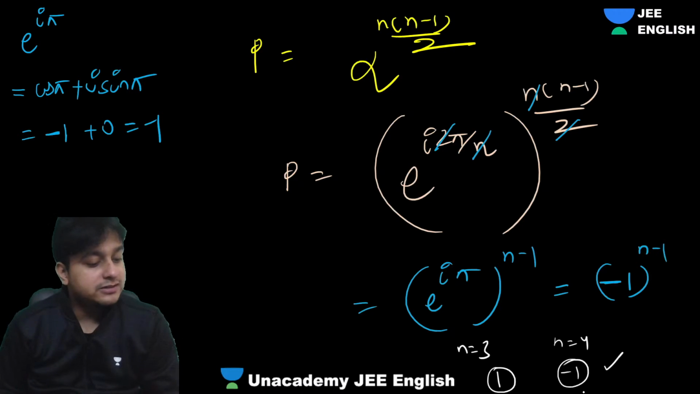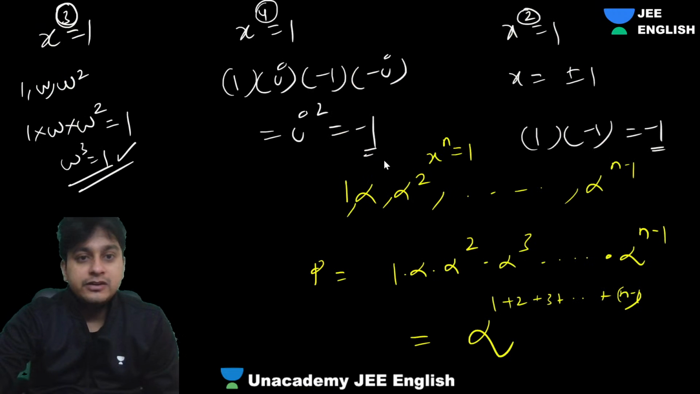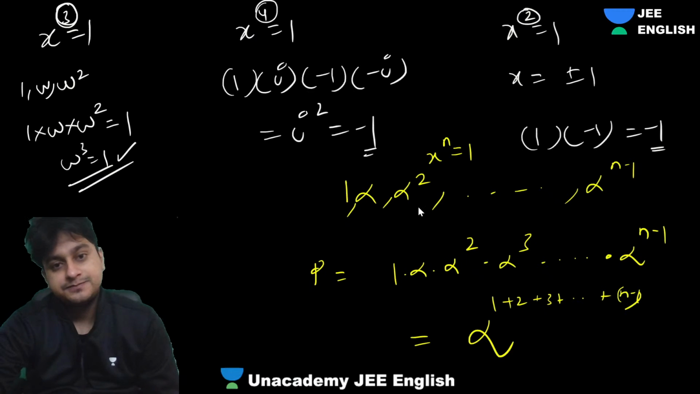Minus 1 ka cube is minus 1. And minus 1 ka square is 1. Understood? So that's the reason why when you have cubic, product will be 1. When we have x power 4, product will be minus 1. Understood, guys? Simple logic, very basic question.